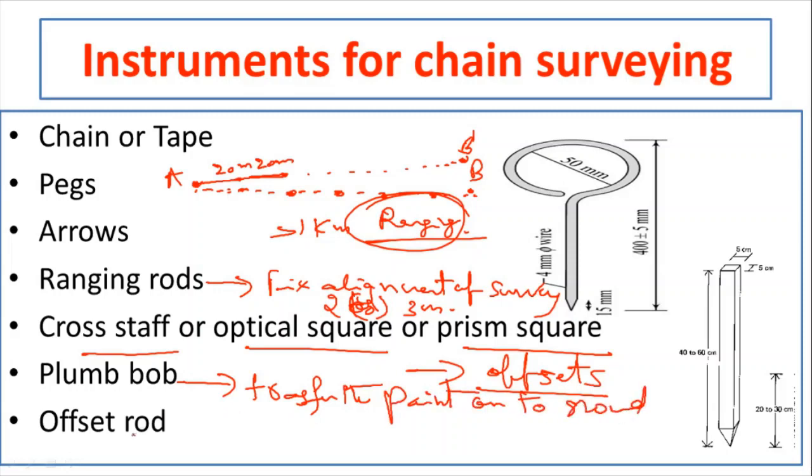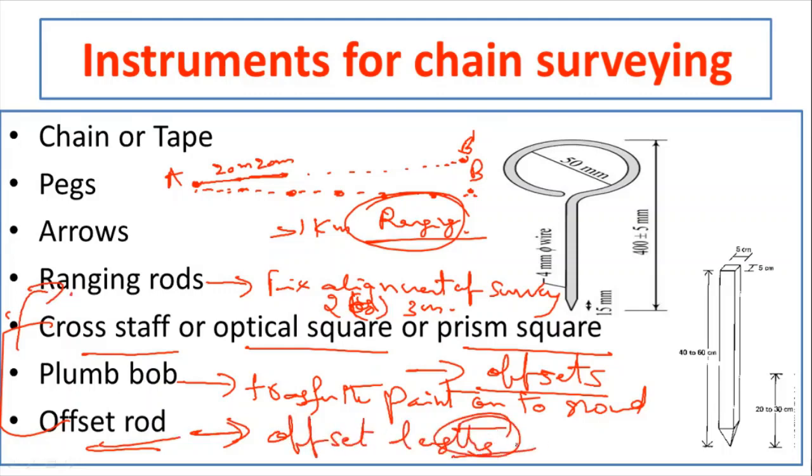The last one is the offset rod. This offset rod is similar to the ranging rod, and we use it to measure the offset lengths. If you take offsets which are 1 or 2 meters, using a chain every time will be difficult, because the length of the chain is 20 meters, 30 meters, like that. So we use the offset rod to measure the offset length. So these are the instruments for chain survey.